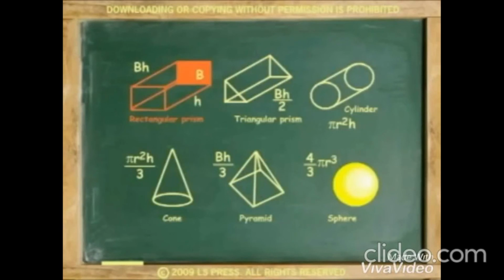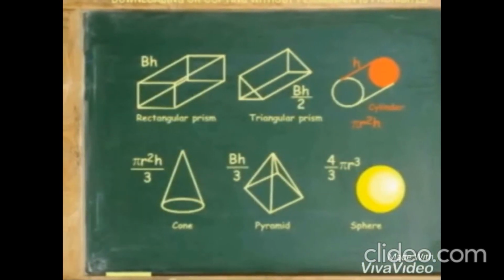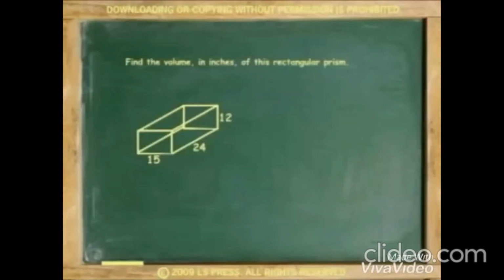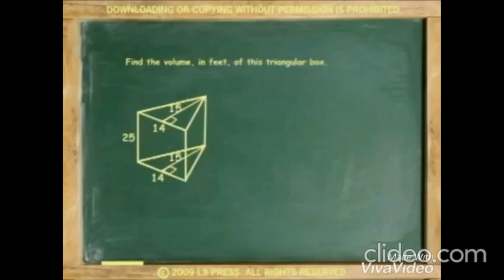The rectangular prism, which is the area of the base times height or length. The rectangular prism, which is the area of the continuous cross-section times height or length. The cylinder, which is the area of the circle times height or length. For example, find the volume in inches of the rectangular prism. The volume of the prism equals 15 times 12 times 24, or 4,320 cubic inches.